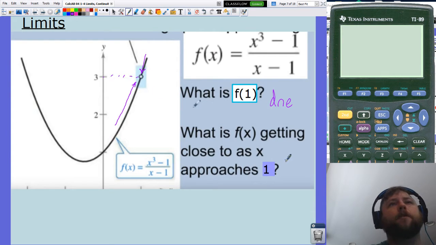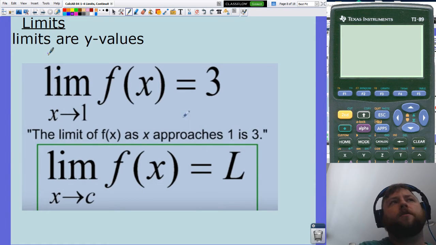It looks like it's approaching 3. So the limit is 3, but when you plug it in, it's actually 0. And here's the limit notation. You want to write this down. Again, limits are y values.